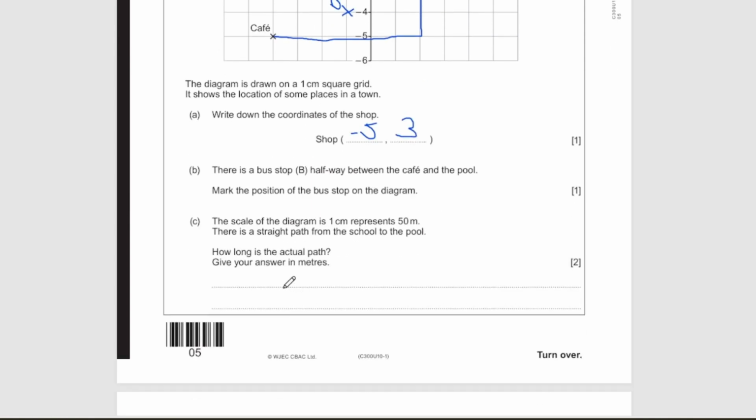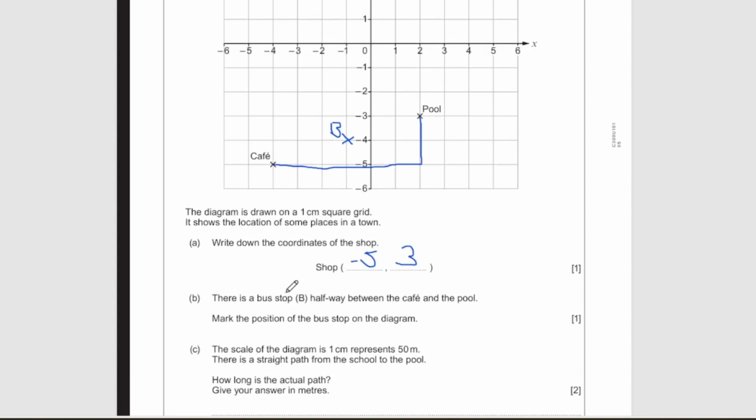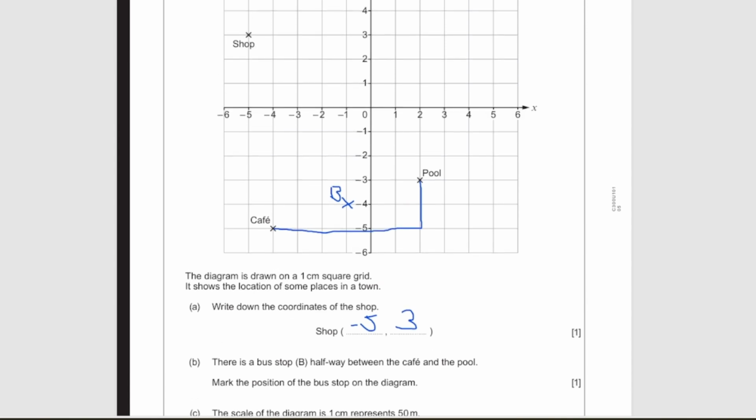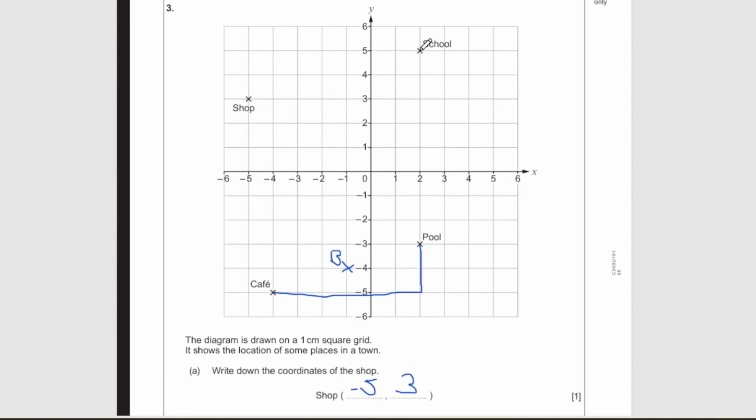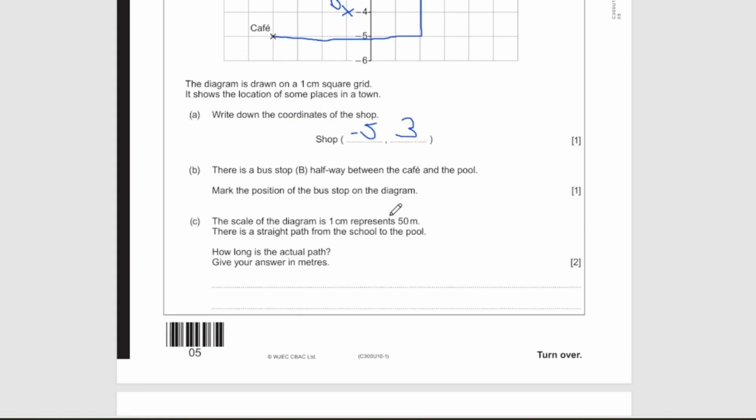The scale of the diagram is 1 centimetre represents 50 metres. There is a straight path from the school to the pool. So the school to the pool. How long is the actual path? Give your answer in metres. So how far down do we have to go to get from the school to the pool? 1, 2, 3, 4, 5, 6, 7, 8.